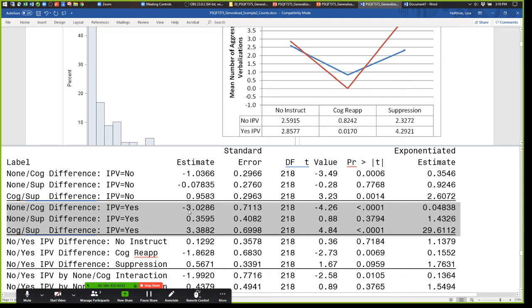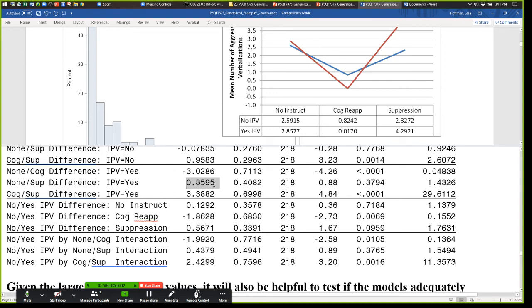So we have 3 fewer log counts in the cognitive condition than the none condition. We have about 3.3 more log counts in suppression versus cognition, and the difference between none and suppression is not significant. The last column here, these are your odds ratio like things. It's e to the that. So if this is your slope, e to that slope is over here. They're called incident rate ratios, but they're the same thing as odds ratios in terms of how you would interpret them.